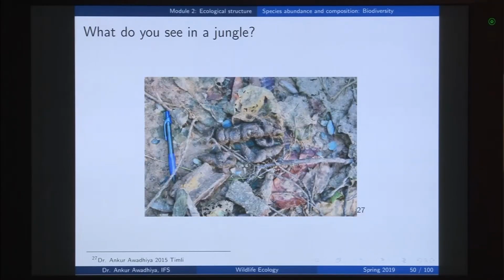Another indirect sign is the scat of animals. A scat is basically the fecal matter that is left behind by the animal, and every animal has a scat of different size.